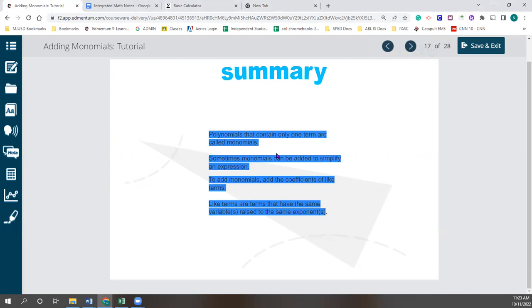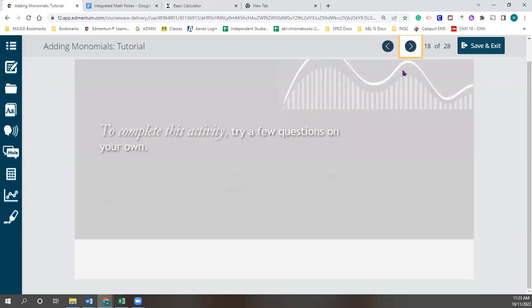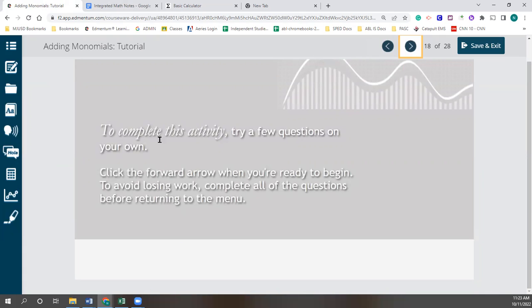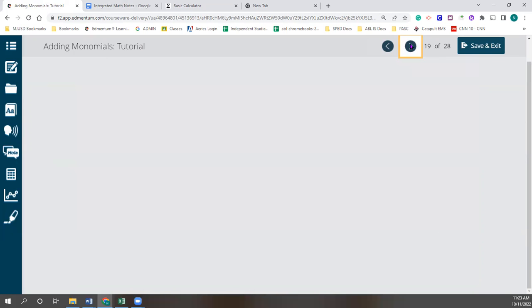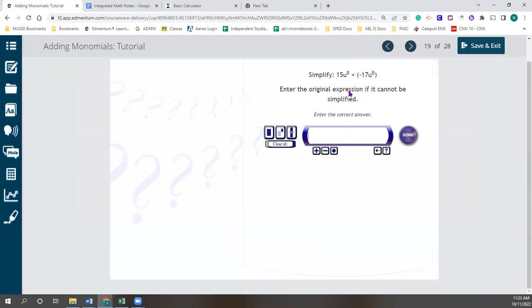I would copy that and put it in my notes. Okay, so they want us to do a few activities on our own. So this is done by first checking to see if you can simplify it. Are the terms the same? Yes, they are. They're like terms. Then I do the math.